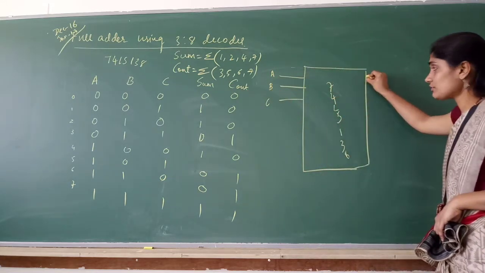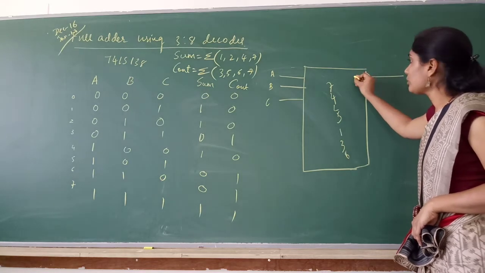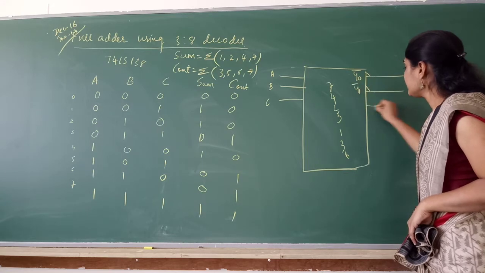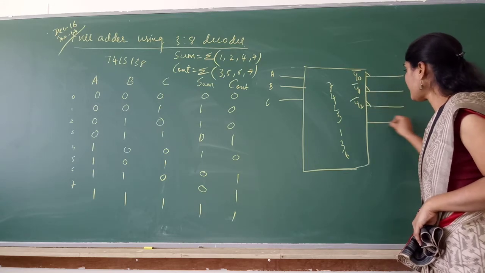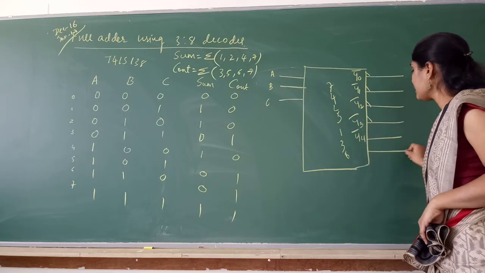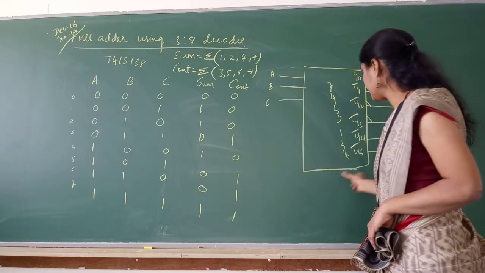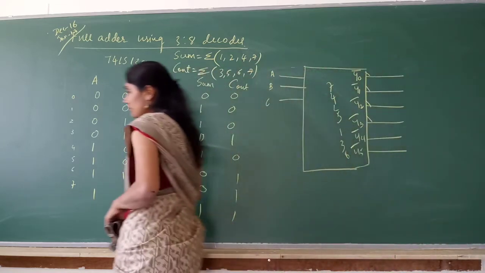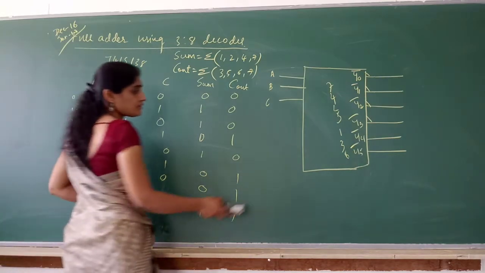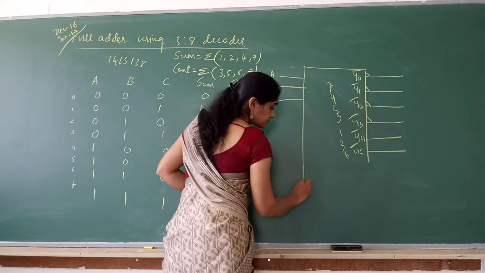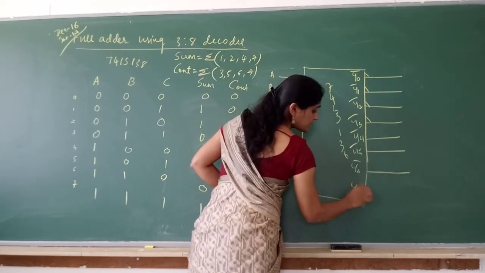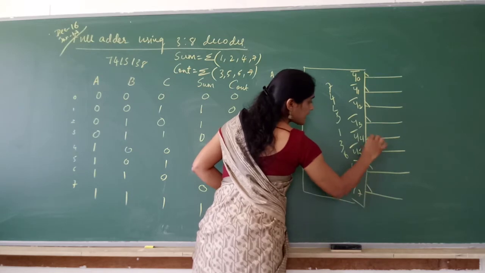And outputs are active low. We have 8 outputs: Y0 bar, Y1 bar, Y2 bar, Y3 bar, Y4 bar, Y5 bar, and 2 more output variables, Y6 bar and Y7 bar. I am writing the bars because the outputs are active low. All the outputs are active low, correct?